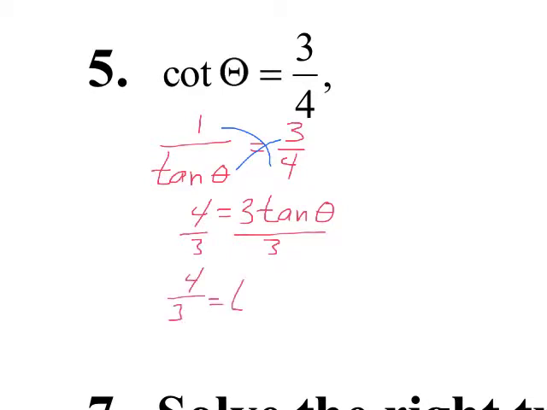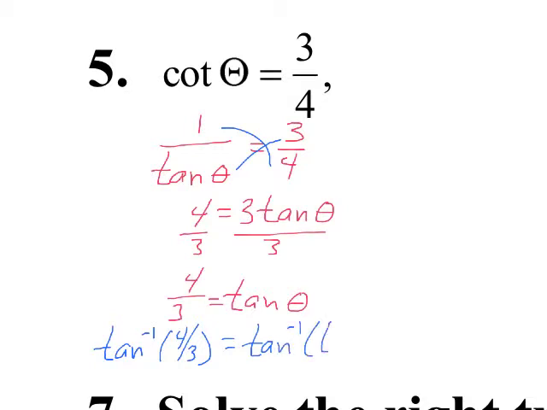4/3 equals tangent theta. Alright, now I have a problem just like what we got done doing in the last example. So in order to figure out what theta is, I'm going to take the inverse tangent of both sides. So I'm going to take the inverse tangent of 4/3. I'm going to take the inverse tangent of tangent theta. Essentially, these cancel.